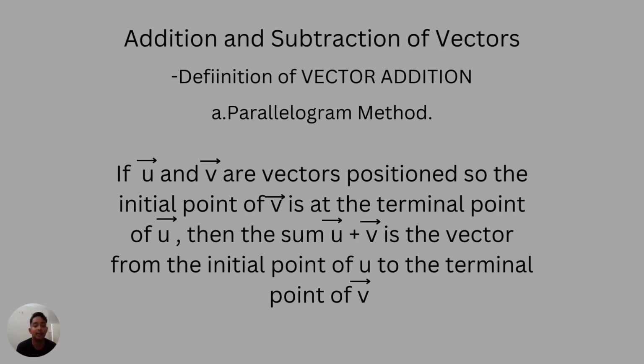I will talk about the addition and subtraction of vectors. Definition of vector addition: parallelogram method. If vector u and vector v are vectors positioned so the initial point of vector v is at the terminal point of vector u, then the sum vector u plus vector v is the vector from the initial point of vector u to the terminal point of vector v.